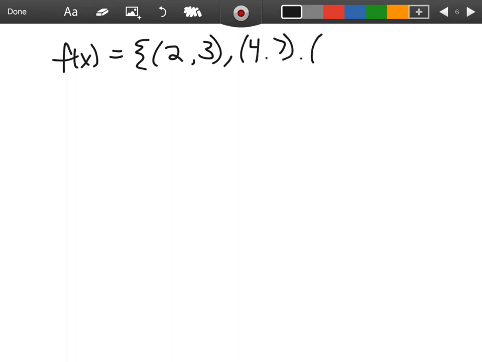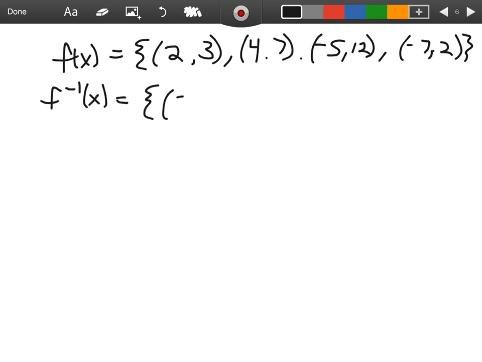So going off of that, let's say I have f of x is, say, (2, 3), (negative 5, 12), and (negative 7, 2). If I want to find f inverse of x, I just flip them all around.